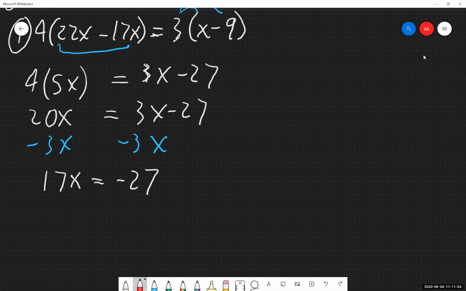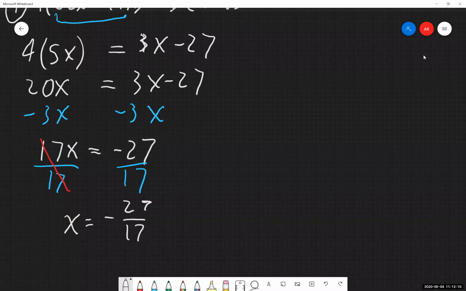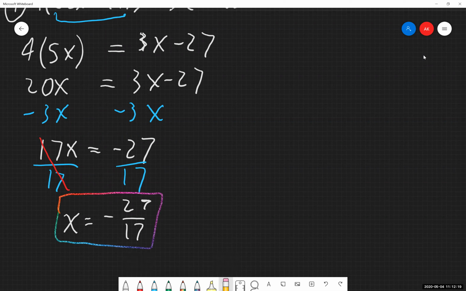So I do not want 17x, I just want x. So to undo multiplication, I use division. Cancels on the left-hand side. We get x is equal to negative 27 over 17. And we cannot reduce this fraction down any further. 17 is a prime number, and it doesn't go into 27, so we are done.